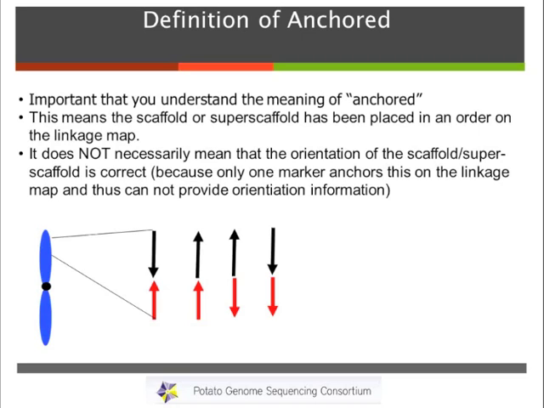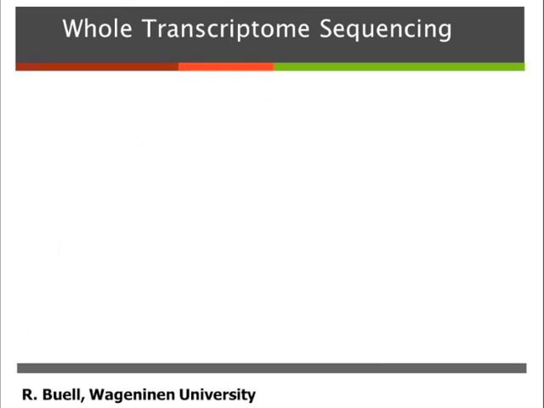So that's what's pretty important. We don't necessarily have multiple markers on each superscaffold, we may only have one marker, and that places it in a position, but it doesn't orient that sequence. So it could be flipped around north to south on the pseudomolecule.